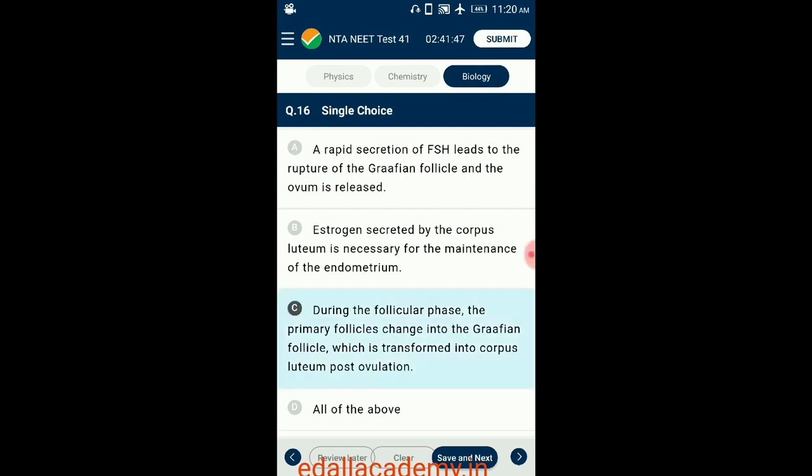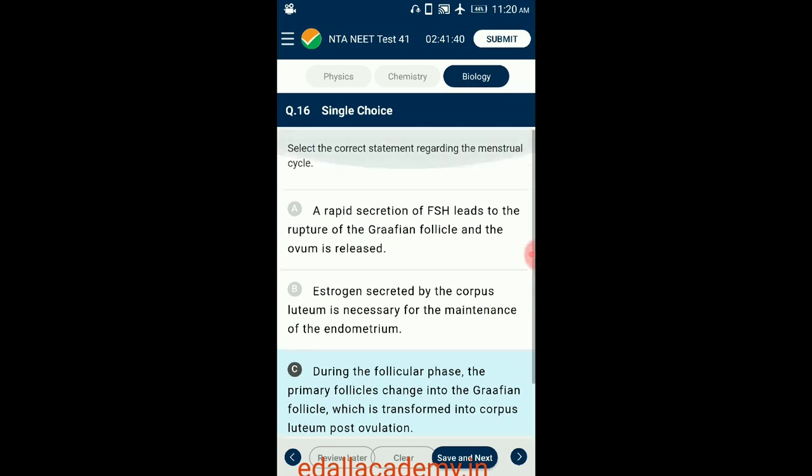During the follicular phase, the primary follicle changes into Graafian follicles, which are transformed into the corpus luteum during the post-ovulation period. So during the menstrual cycle, this one is the correct statement. So the correct answer is option C.